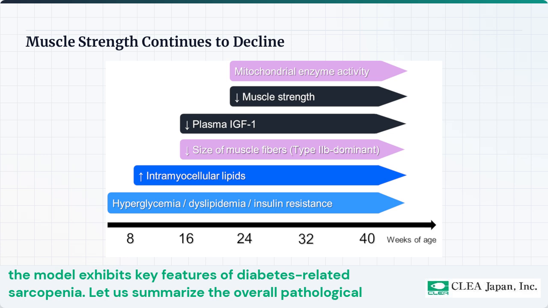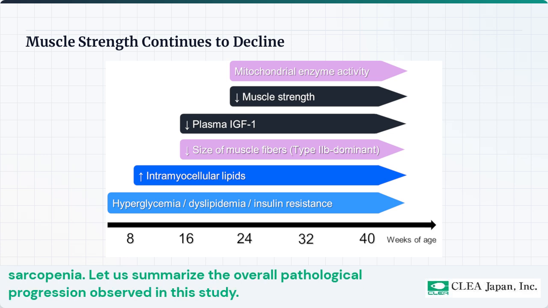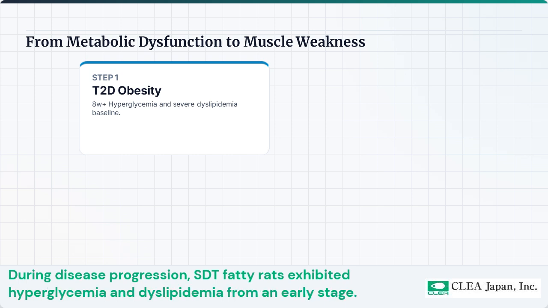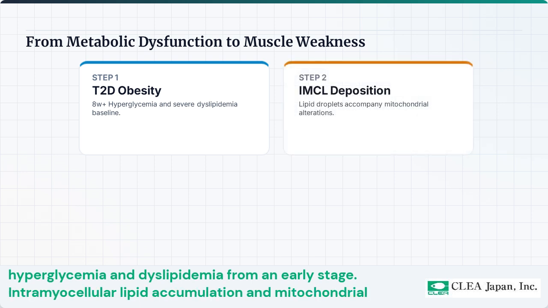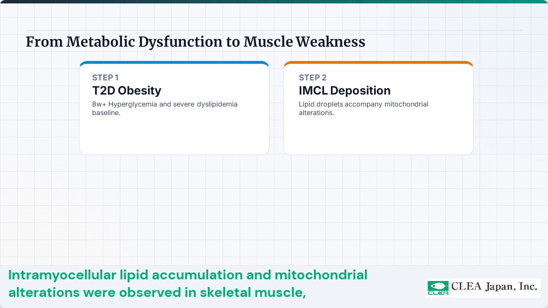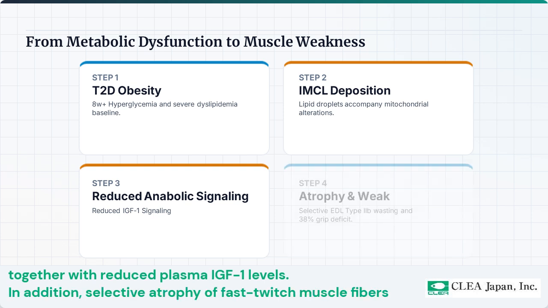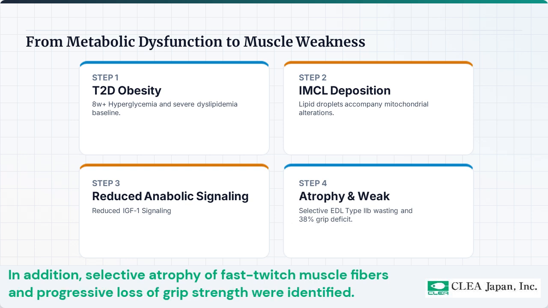Let us summarize the overall pathological progression observed in this study. During disease progression, SDT fatty rats exhibited hyperglycemia and dyslipidemia from an early stage. Intramyocellular lipid accumulation and mitochondrial alterations were observed in skeletal muscle, together with reduced plasma IGF-1 levels. In addition, selective atrophy of fast-twitch muscle fibers and progressive loss of grip strength were identified.